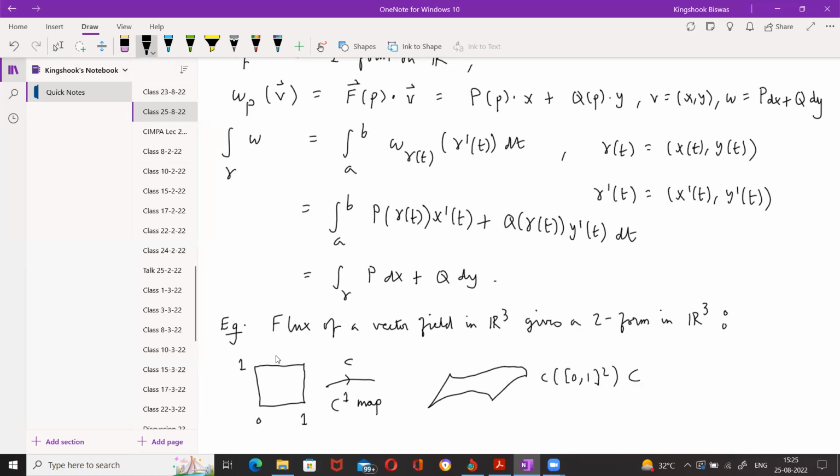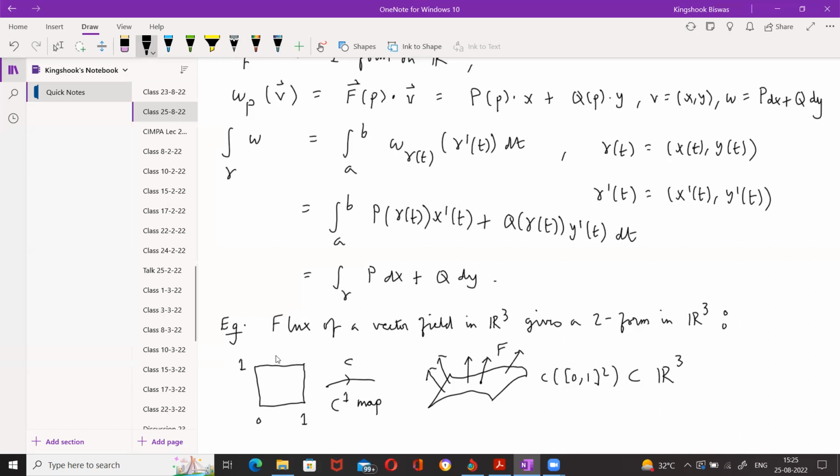This is a parametrized surface in R3. Now I have my force field F, and I want to see how much is flowing out of the surface. That will be the flux. So how do I measure that? Well, it's basically going to be the component of F in the direction of the normal vector to the surface, right?